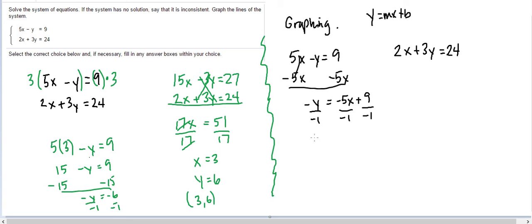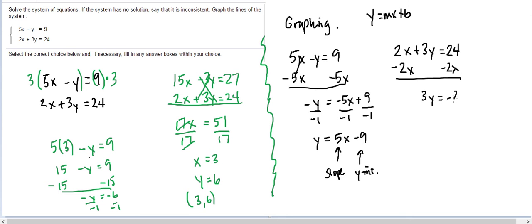So we divide everything by negative 1 there, and we get y equals positive 5x minus 9. So I just rewrote this in terms of y by itself. So subtract 5x from both sides and then divide by negative 1. And the reason we do that is because that tells us the slope, and that tells us the y-intercept. Now on the other side, do the same thing. And here we divide by 3 everywhere, and so we get y equals negative 2/3 x plus 8.